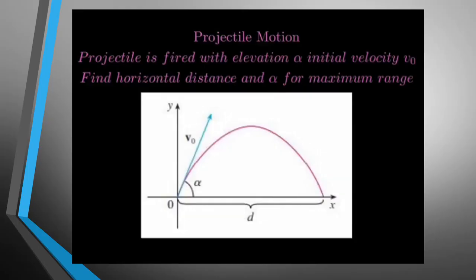A projectile is fired with an elevation alpha and an initial velocity v0. Find the horizontal distance and alpha for maximum range.